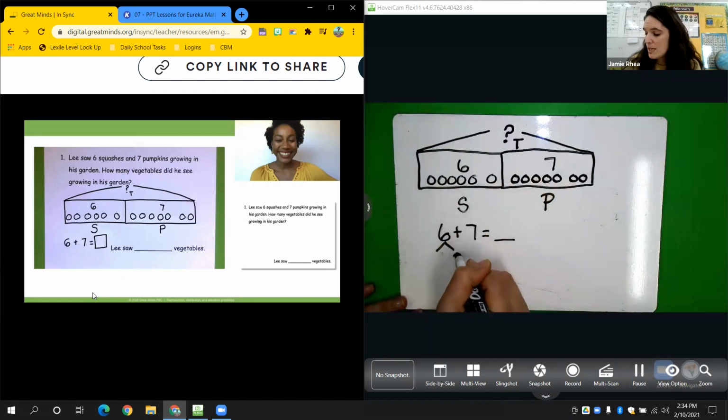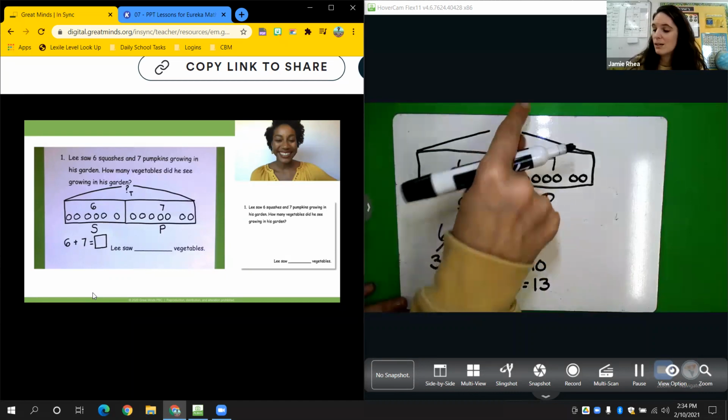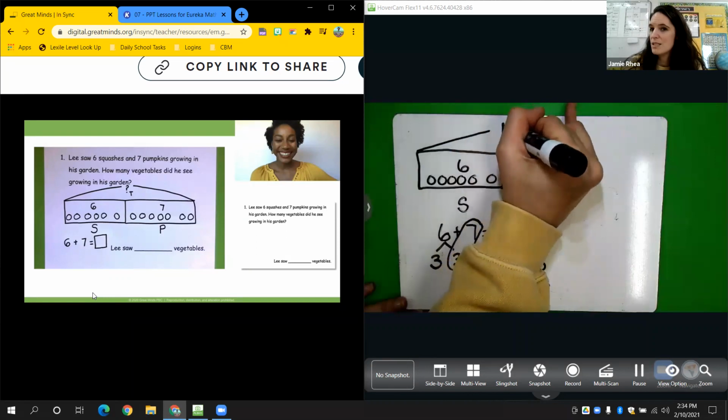And I'm going to put 3 here. 3 plus what equals 6? 3. It's a double. Then I can say 7 plus 3 equals 10. Am I done? No. Now I've got to take my 10 and add the rest of my ones. 10 plus 3 equals 13. So 6 plus 7 is 13. That means my total is 13.